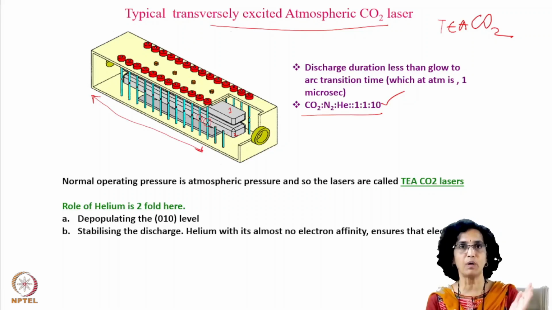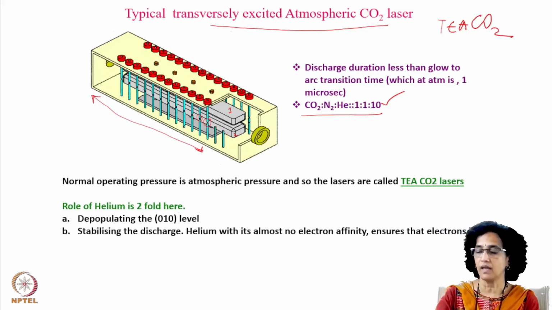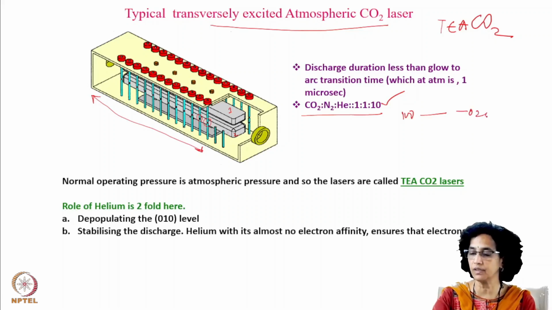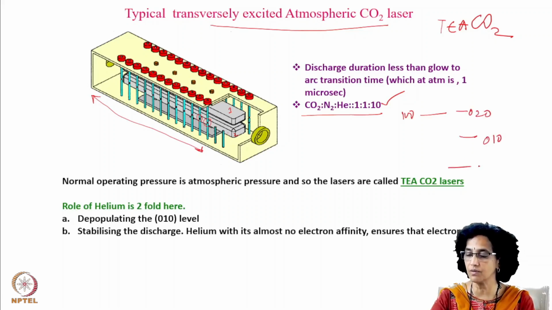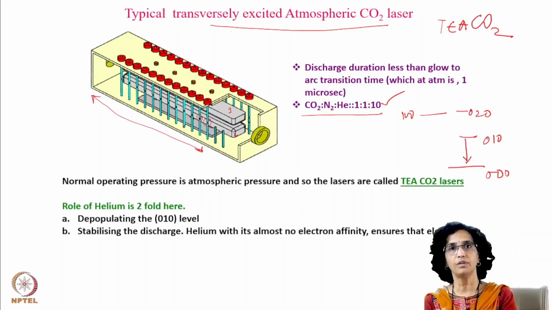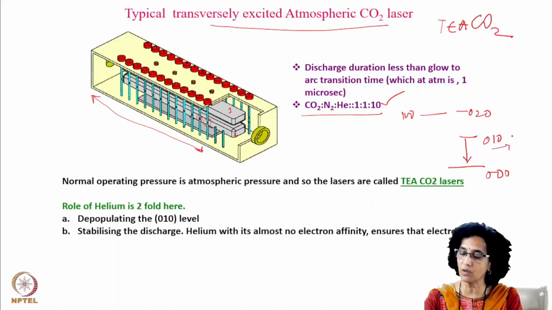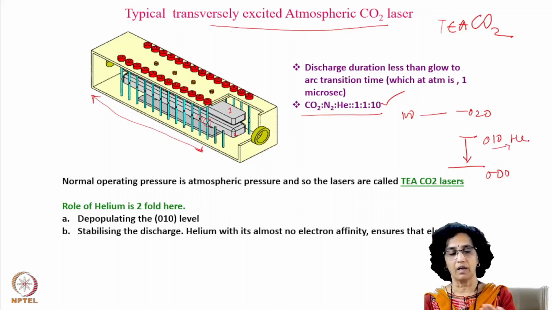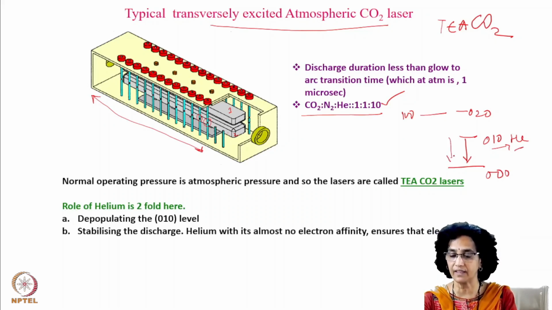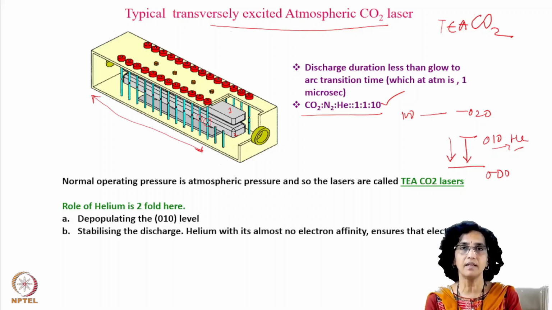First is, of course, repopulating the 010 level. We know that the 100 and 020 levels come down eventually to 010, and they have to be brought down to the ground through collisions with helium, VT relaxation. And so for that, we definitely require helium. And now at higher pressure, we also require a large amount of helium to bring this down effectively. That is one. But the second role, which is also very important here, is that helium is a very noble gas.